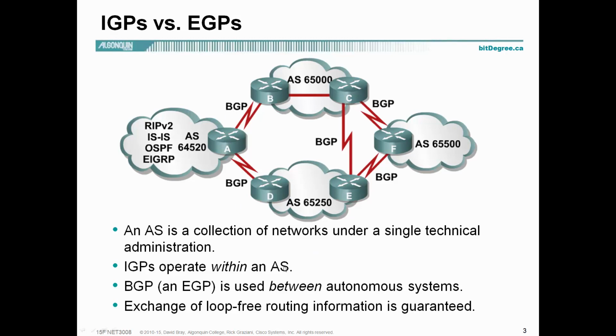So an AS is a collection of networks, as we said, under a single technical administration, while these IGPs operate within or inside an AS, whereas BGP, an Exterior Gateway Protocol, is used to route between these ASs. And as always, we're very cautious of route loops, and we don't want looping, so we want the exchange of routing information to be loop free, and we want that to be guaranteed, and BGP does that for us.